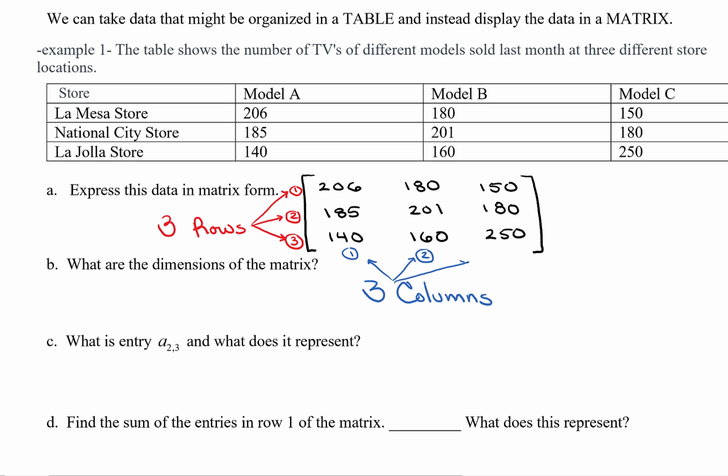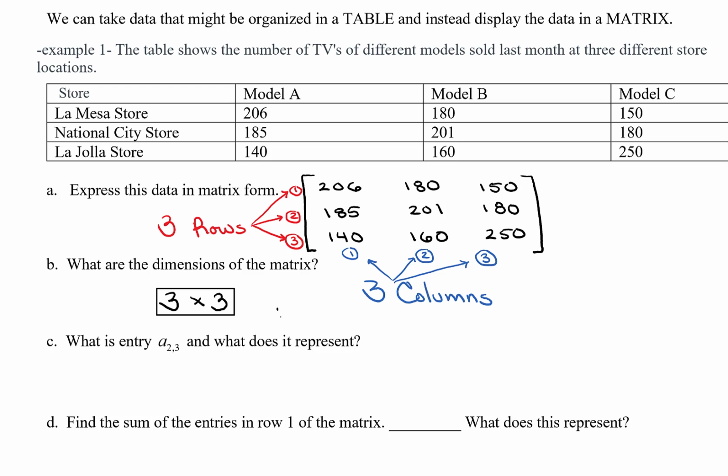For part B, it says, what are the dimensions of the matrix? The dimensions of this matrix is going to be 3x3, and I'm going to box that in. C. What is entry A23 and what does it represent? So A23 does represent one of the entries in the matrix.